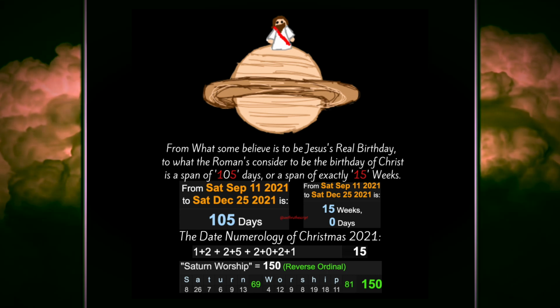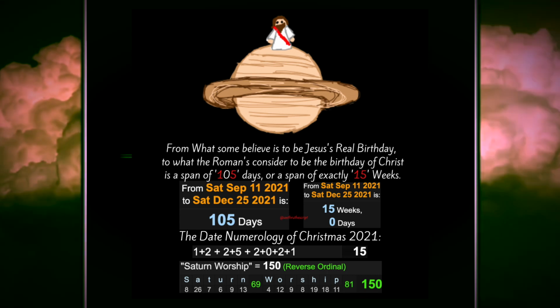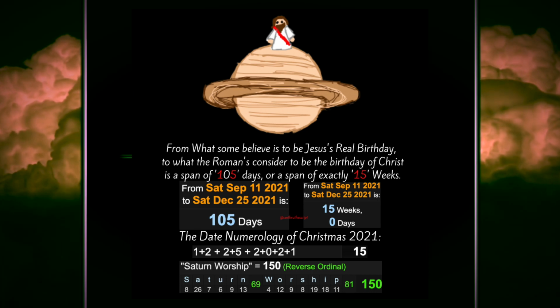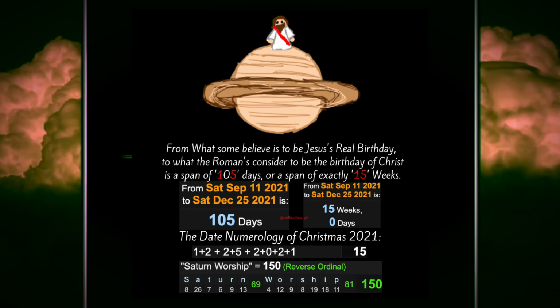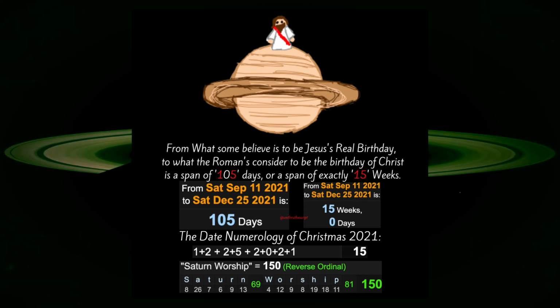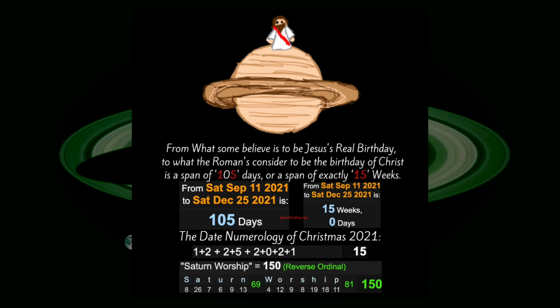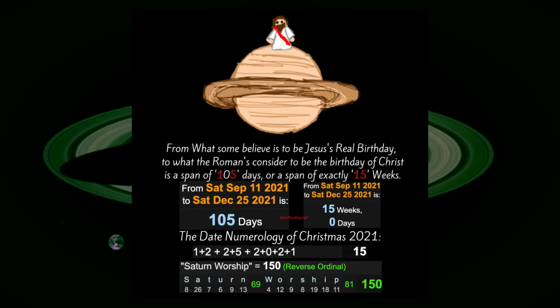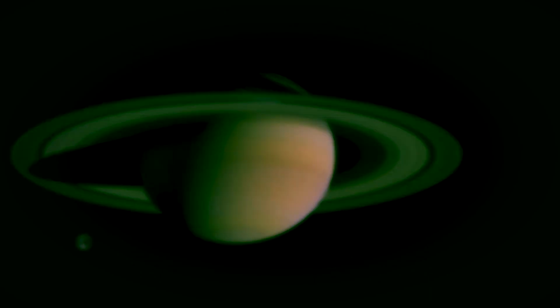And Christmas 2021 has date numerology of 15. And remember, anytime in numerology there's a 0 and a number, it's null, leaving us with the value, in this case, of 15, right? Saturn worship equals 150, and look at all those 15 connections here. It just further goes to show how well planned out this was to be nothing more than mass Saturn worship.